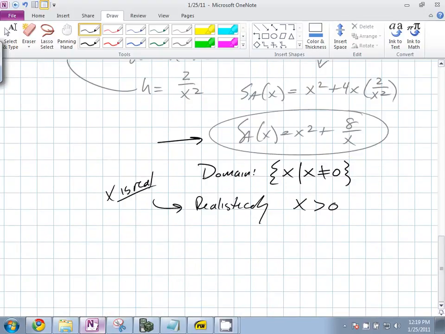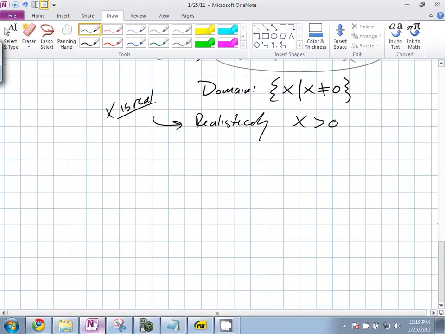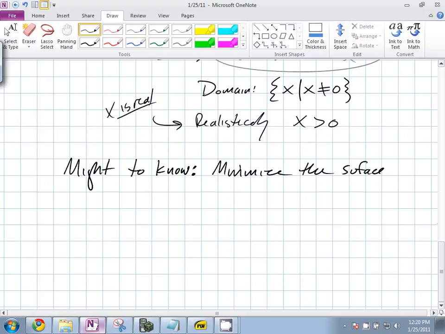If we're going to make this box, what might it be nice to know? If we're actually going to make this box, what would be nice to know? If the surface area changes, but the volume stays the same, what if we're going to actually pay money to build this box? Smallest surface area, yeah. So we want to minimize the surface area.